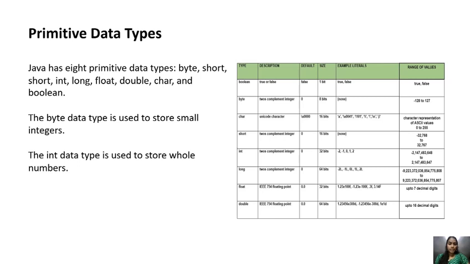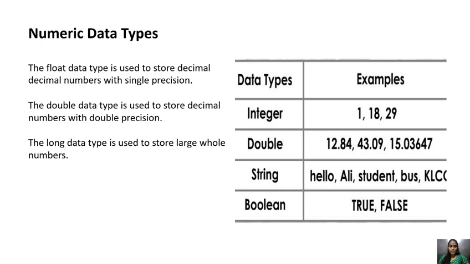The byte data type is used to store small integers. The int data type is used to store whole numbers. Here is a chart which shows the size of data each type can store. Numeric data types. Let's see what is meant by numeric data type. The float data type is used to store decimal numbers with single precision. A double data type is used to store decimal numbers with double precision. The long data type is used to store large whole numbers.